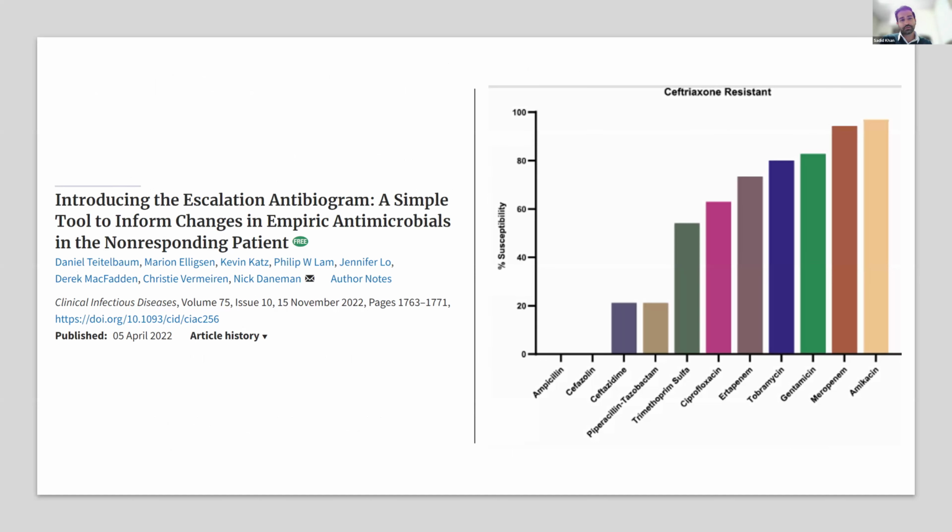So this is an example of what this might look like. This is from this data set of the ceftriaxone-resistant isolates. You have nearly 100% amikacin susceptibility and meropenem susceptibility. And you can imagine this, and this has been implemented into clinical decision support in EMR programs as well.